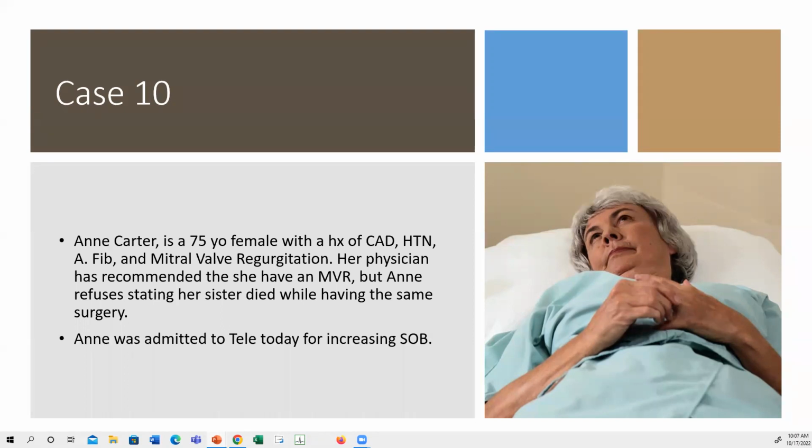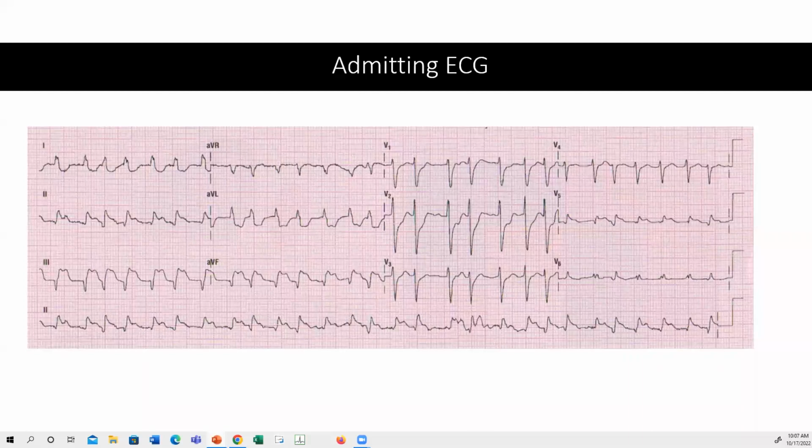So Ann was admitted to the telemetry today for increasing shortness of breath. And this is her admitting 12-lead ECG. So let's find out what this is all about. What is your diagnosis?